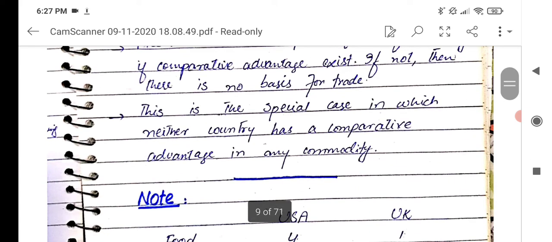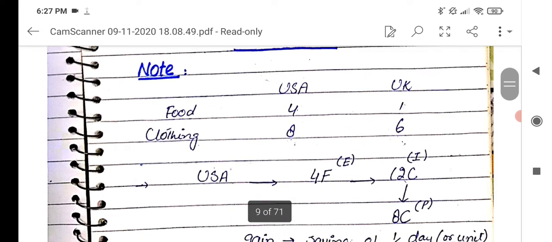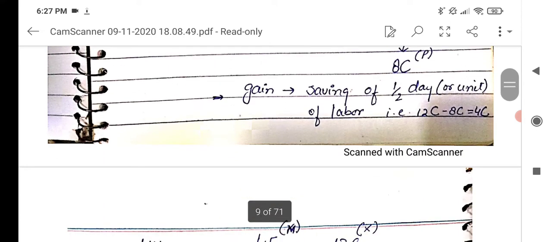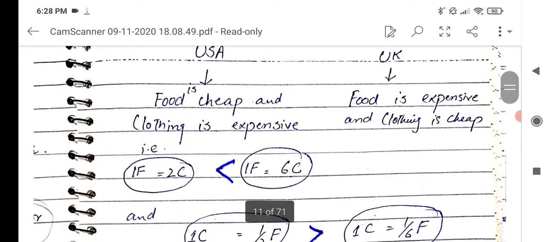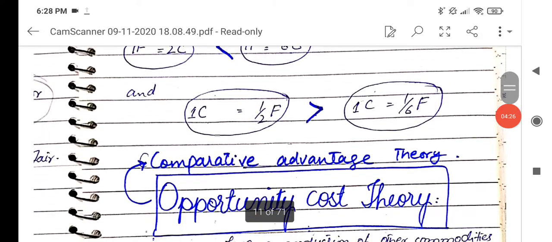This is the special case in which neither country has comparative advantage in any commodity. Note that if this condition holds, the gains are a saving of 1 over 2 day or unit of labor, equal to 12 cloth minus 8 cloth. So this is the whole case. I hope you understand the whole theory of comparative advantage.